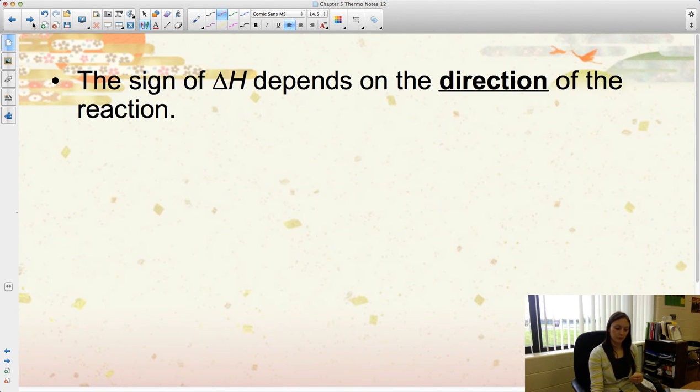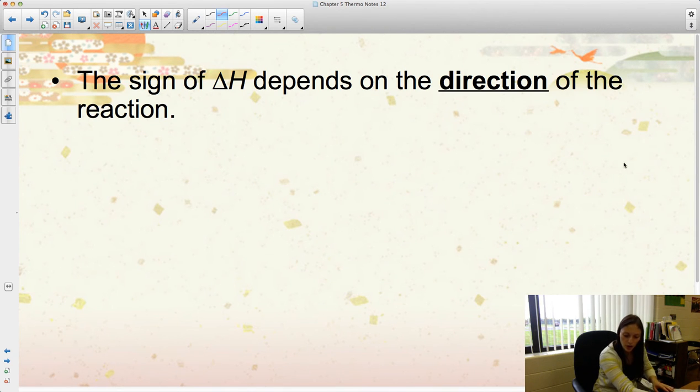The second one is that the sign of delta H depends on the direction of the reaction. Just like I said, if you're going one direction, that is going to be positive. If you're going the other direction, that's going to be negative. And you have that example there on your paper. Okay, you have a CH4 and an O2.